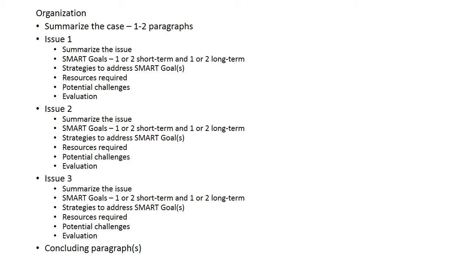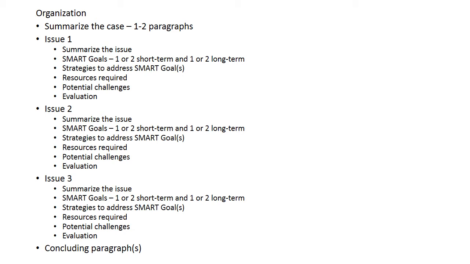Potential challenges is something many of you are missing. You're not thinking proactively. So this is actually embedded in the rubric. If you look at the rubric carefully, and we'll be reviewing the rubric, what difficulties are you likely to encounter, and how will you be proactive about addressing that? And finally, how you evaluate whether the SMART goal or goals has been accomplished.